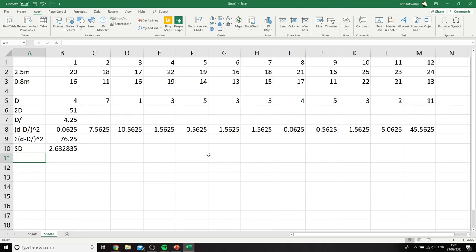Now you've got standard deviation, you need to calculate standard error. And it's just a simple calculation. All you're going to do is equals, select the standard deviation, and divide it by the number of pairs. Press enter.